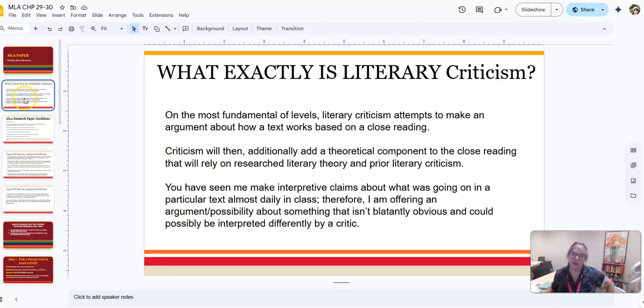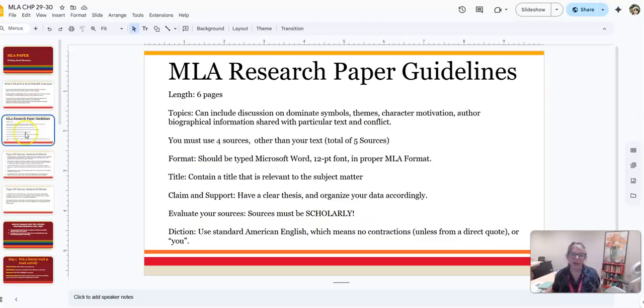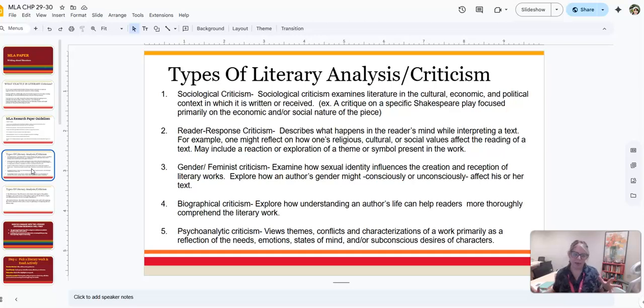So really what I'm asking you to do is to write a literary criticism. A literary criticism is where you read a novel or short story, analyze it in a particular way, and then do research on it. If you go to the second page of this Google Doc, it's just your guidelines again: 6 pages, 4 sources other than your text, so 5 total sources, MLA format. But here is really where I think the parameters will help. These are different types of literary analysis or criticism, different approaches you can take to this essay.